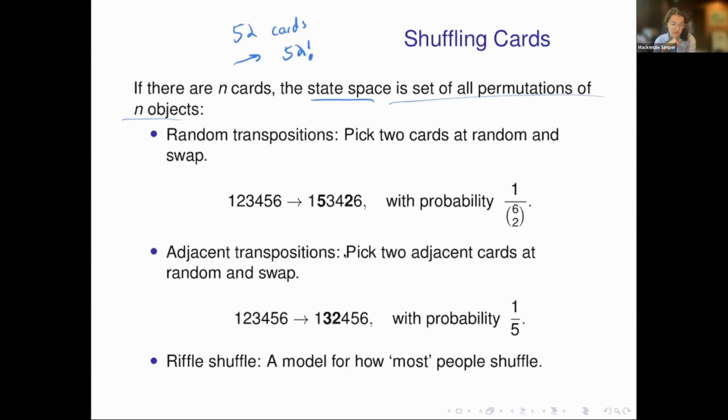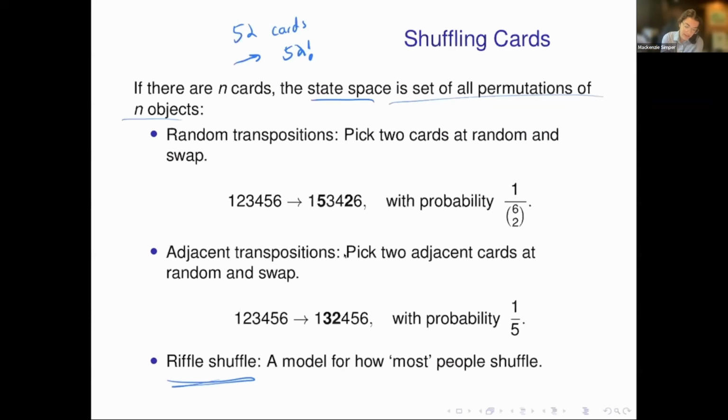And then there's lots of different ways you could define a random process by shuffling cards. Riffle shuffle, which I won't explain now because it's a little bit complicated, but it is something that people have studied, is a model for how most people shuffle, splitting the deck of cards and then interweaving the two sides together. And you can formalize that as a Markov chain.